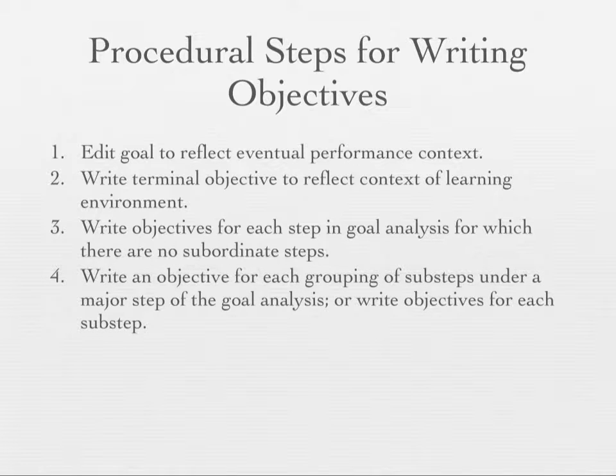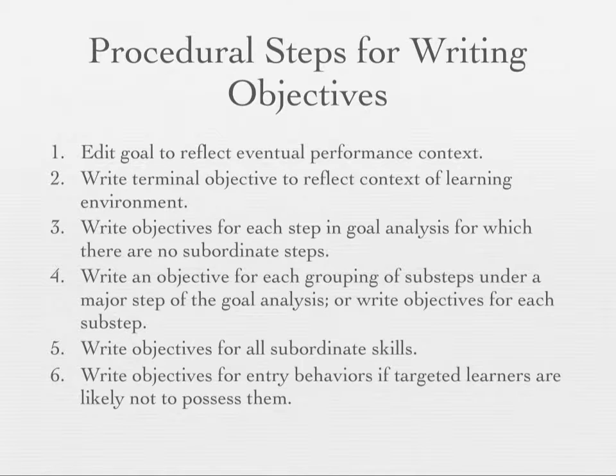Fourth is to write an objective for each grouping of substeps under a major step of the goal analysis, or write objectives for each substep. And write objectives for all subordinate skills. And finally, write objectives for any entry behaviors that appear below the line, if your targeted learners are likely not to possess them. The other purpose for writing objectives for entry behaviors is for what we refer to as our pre-skills assessment or test, which we'll talk about in a moment.